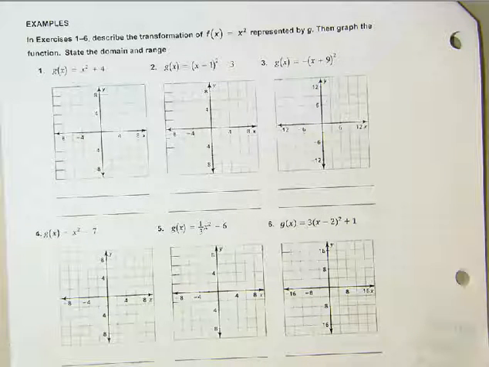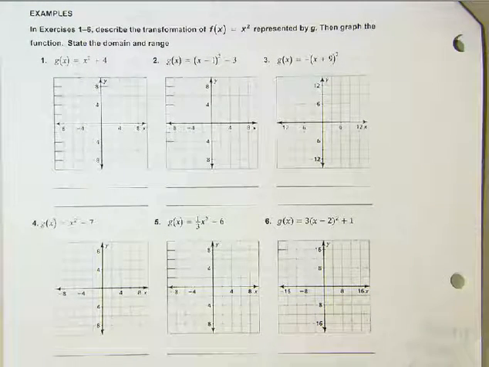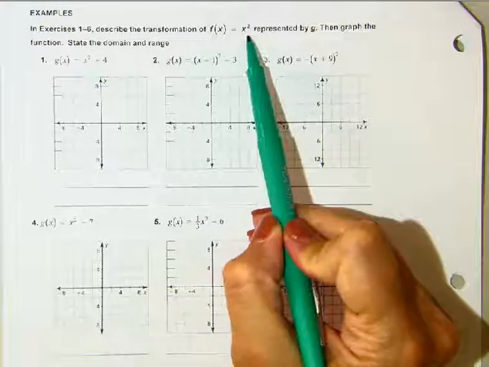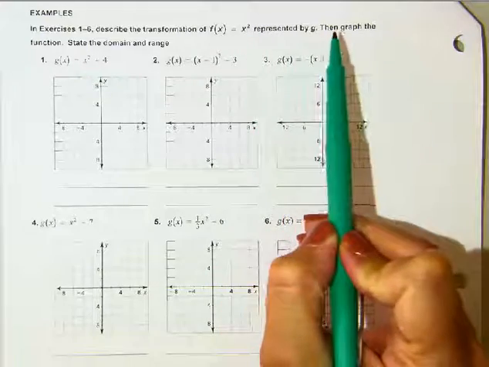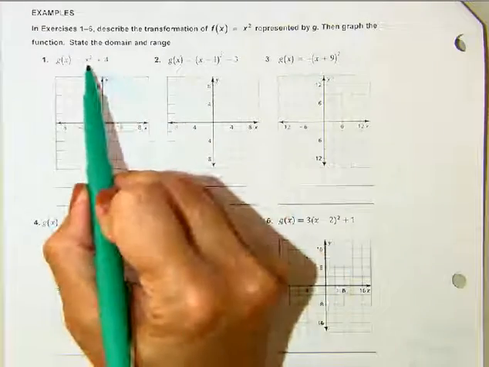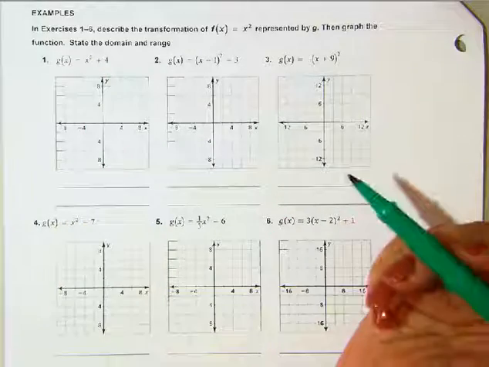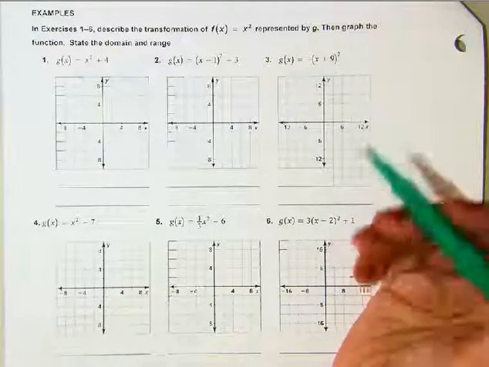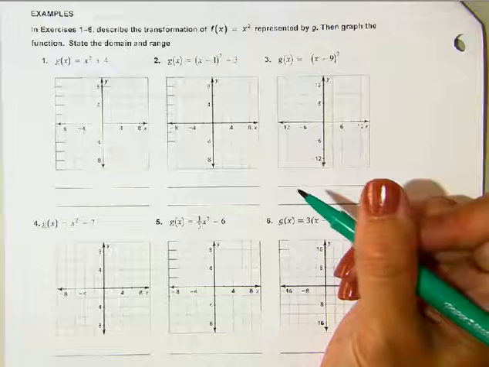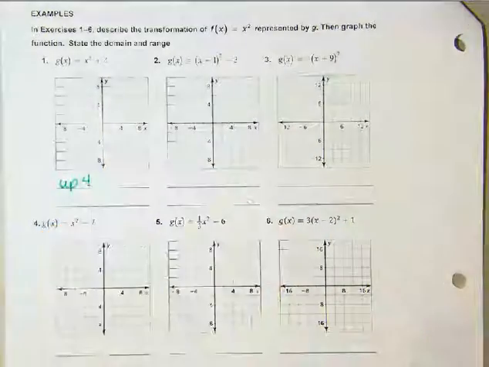All right, for the second page of 2.1 notes, we are going to actually do some of the transformations, okay? So this wants us to describe the transformation to this parent function, then graph the function, and then state the domain and range. So I look at the equation. My parent function is just the x squared, so something else is added in here. Remember, if it's just a number tacked on to the beginning or end, that is shifting it up or down. In this case, it's a positive 4, so it's going up 4.